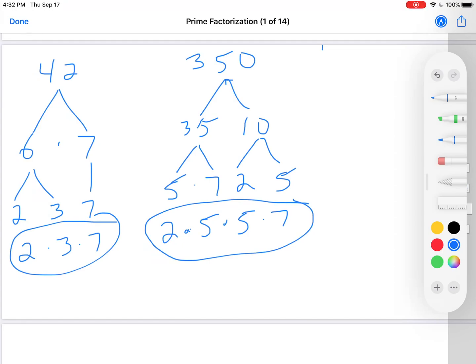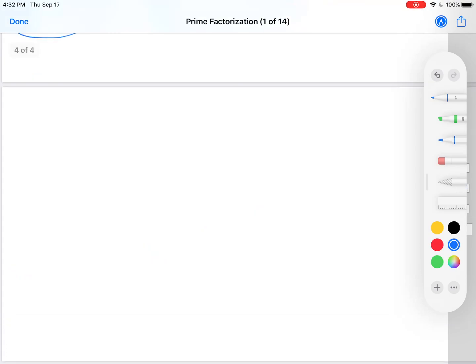As I said, I like that, but there is this other method called factor ladders, I believe. It might have a different name. I think of it as a ladder. So we start with our number. Let's try 350. And I look at it and I think, is it divisible by 2? You always start with 2 because 2 is the smallest prime number. So we'll divide by 2.